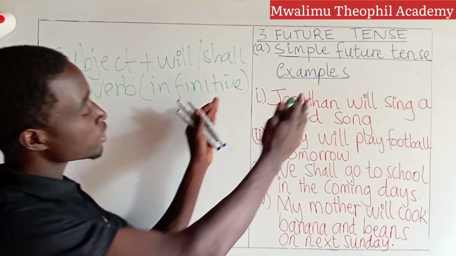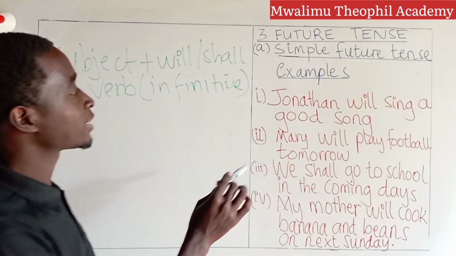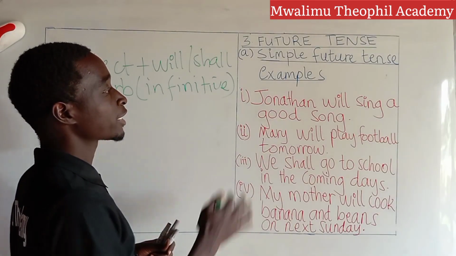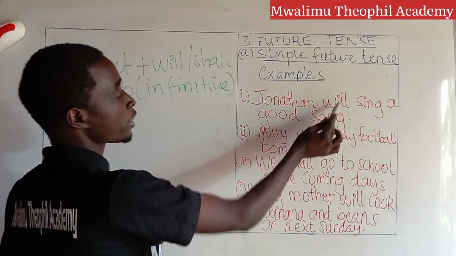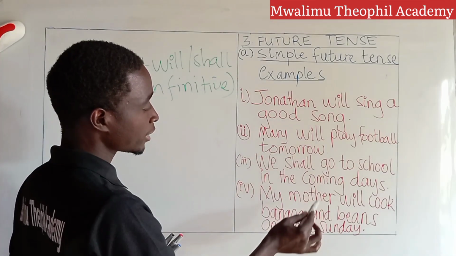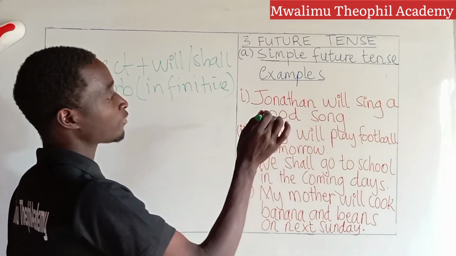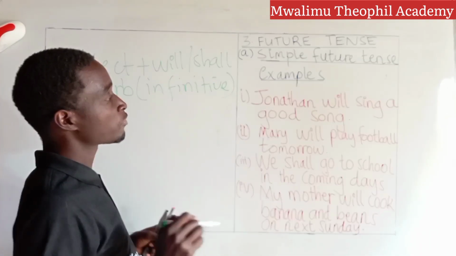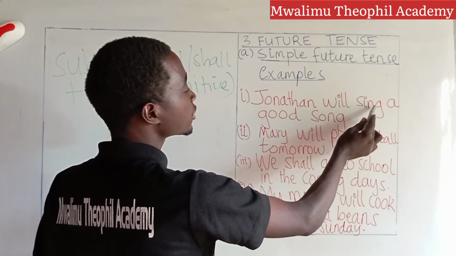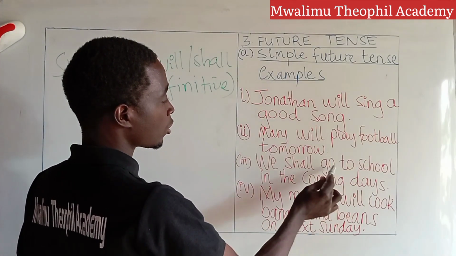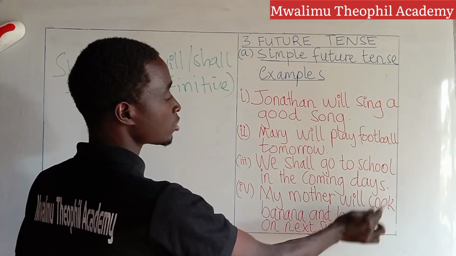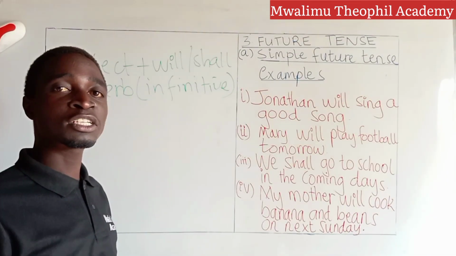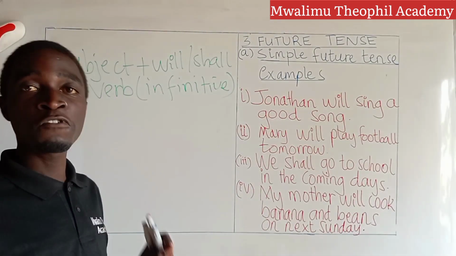Now, in all of these four examples, you may find that after a subject, the word will or shall has been added. As here you see will, shall, here will. And after the word will or shall, we have added a verb which is in its infinitive form. For example, here, sing, play, go, and here is cook. So this is the general way we construct various sentences which are in simple future tense.